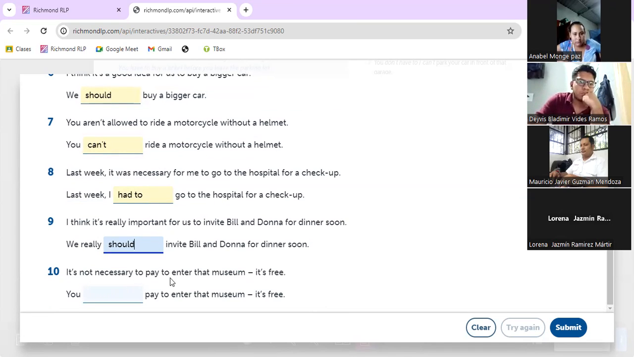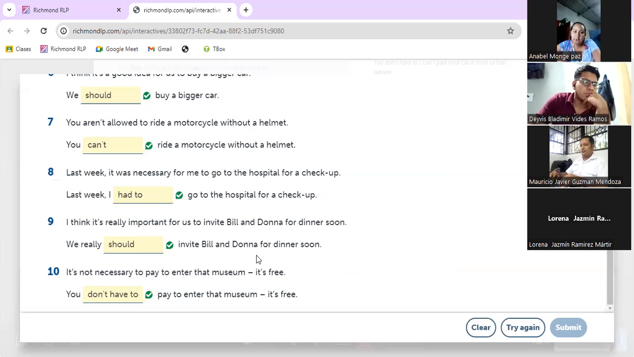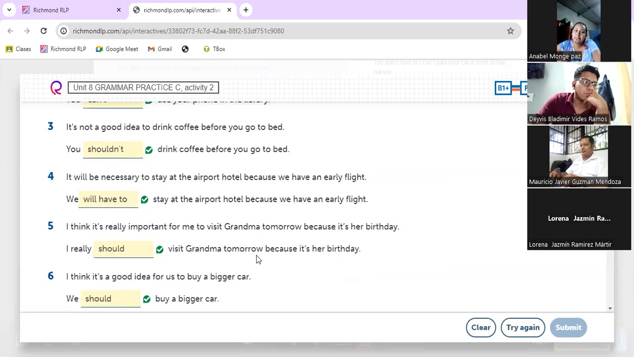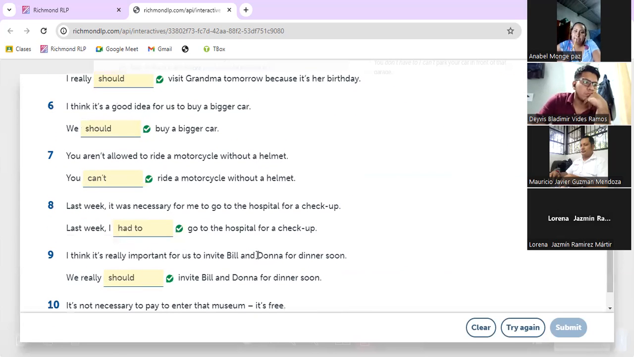It's not necessary to pay to enter that museum. It's free. Don't have to. You don't have to pay to enter the museum. It's free. Okay, let's check. Okay, yes, excellent. Okay, it's better now.